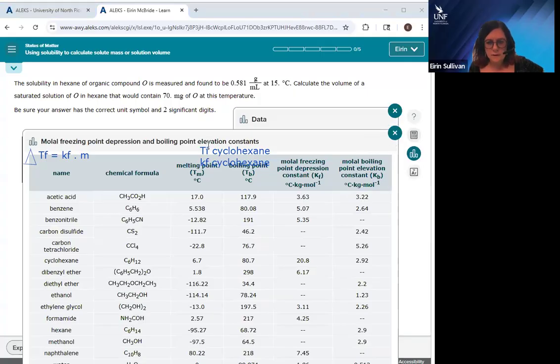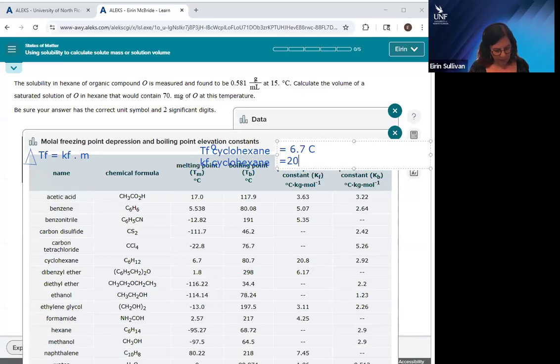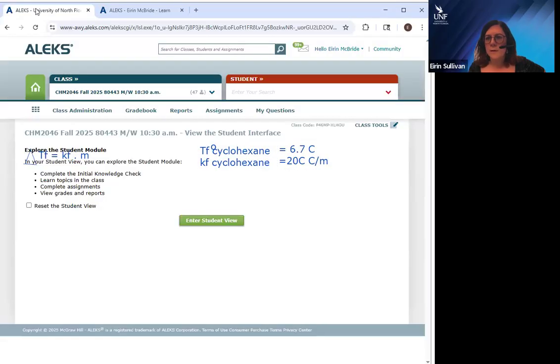I'm going to put a little symbol here for the normal freezing point of the pure substance, and that was 6.7 degrees Celsius. And the molar freezing point depression constant for cyclohexane is 20.8. That's degrees Celsius per molality, and molality, as we know, is moles per kilogram, so that is written as degrees Celsius kilogram per mole, because it's degrees Celsius over molality. All right, so I can get rid of that now.